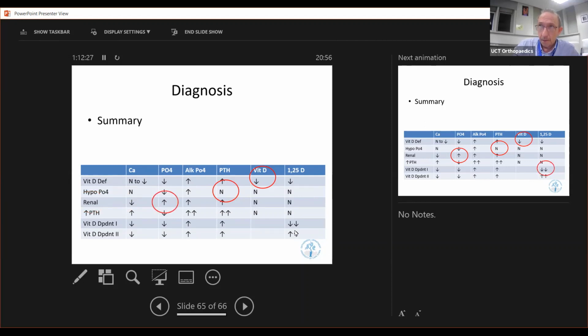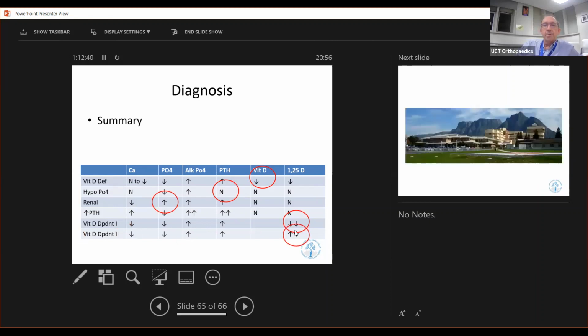In your renal rickets, your phosphate goes up because your kidneys can't excrete it. In your dependency, your vitamin D is either markedly raised or markedly diminished, either because it's not being converted, or in fact because it has end organ resistance and is being overproduced.